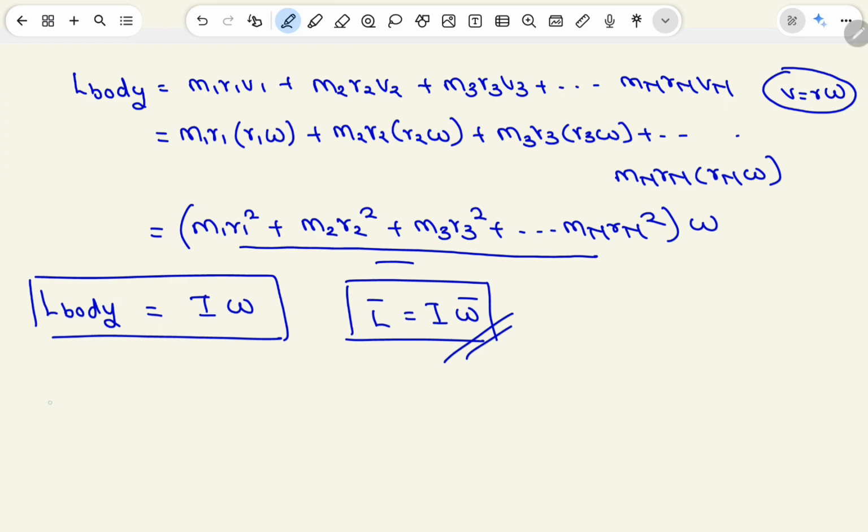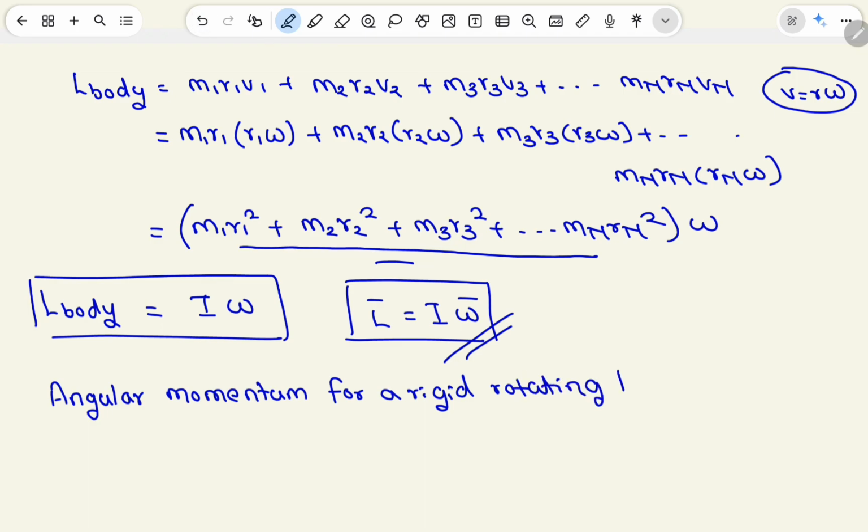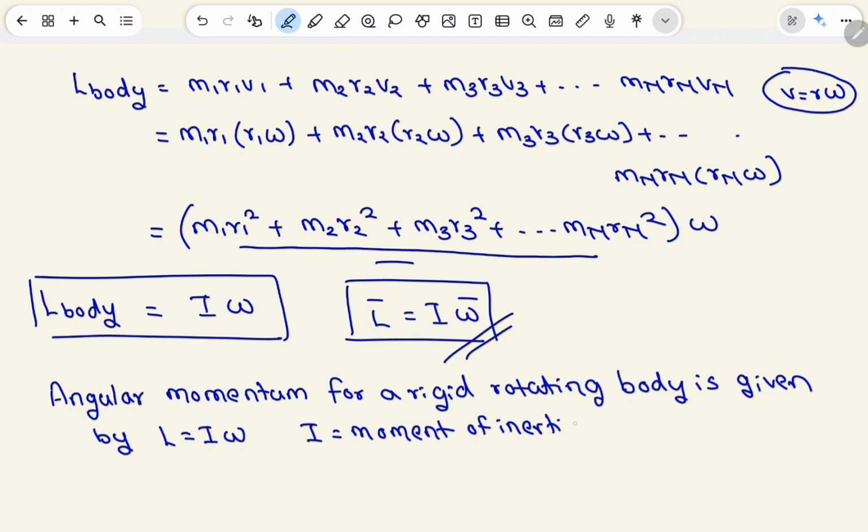So let's write down the final statement. Therefore, angular momentum for a rigid rotating body is given by L is equal to I omega, where I is nothing but moment of inertia about the same axis of rotation about which we are finding angular momentum, and omega is nothing but angular velocity.